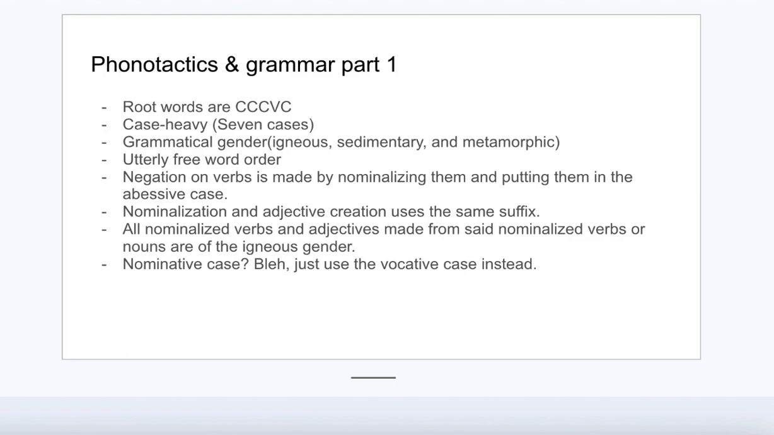Nominative case is for basic languages like English or Latin. Blech. Just use the vocative case instead. It's just so much cooler.